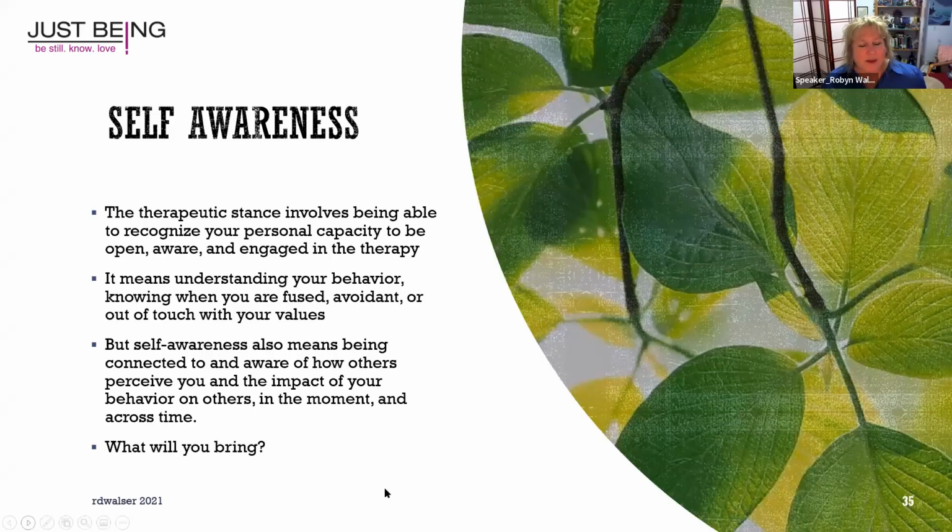And the way it's defined, it also includes what we've been talking about, right? It involves being able to be open and aware and engaged with yourself. It means understanding your behavior and knowing when you're fused and avoidant, if you've moved away from your values in some way. It also includes, am I aware of how others see me? Am I connected to that perspective as well? And asking the question, what will I bring? Every time I enter into the therapy room, what will I bring?